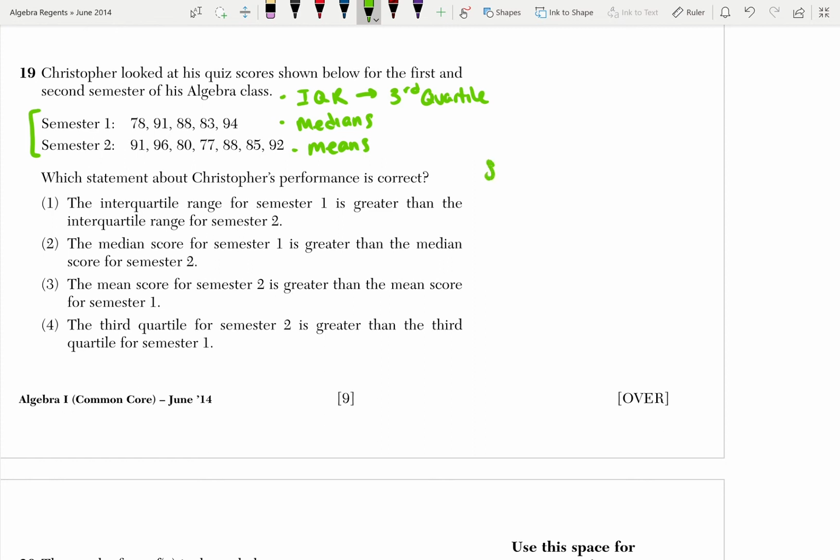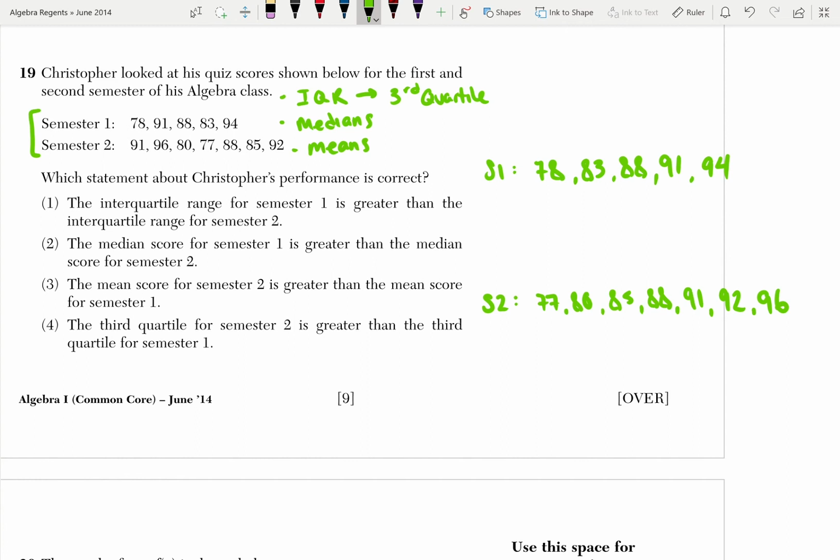All right, in order to do these things, we have to put these numbers in order. Okay, starting with the lowest to the highest. So for semester 1, it's 78, 83, 88, 91, and 94. Okay, and for semester 2, I'll write down here, we have 77, 80, 85, 88, 91, 92, and 96.